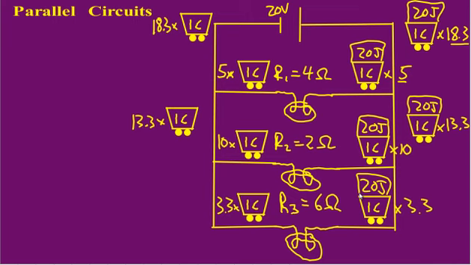The one with the most current will also be the one with the most power. So if you do a power calculation by branch, P equals IV, remember each of these branches has 20 volts, right? So the one with the most current is going to have the most power.